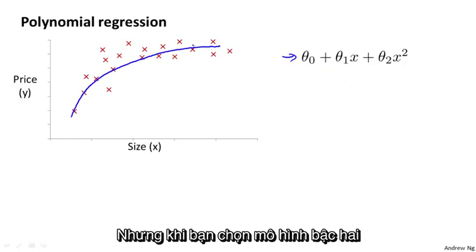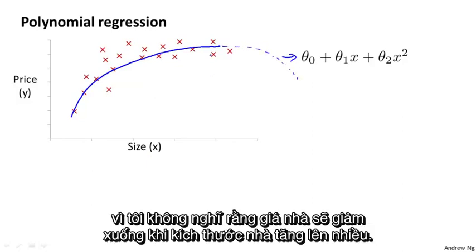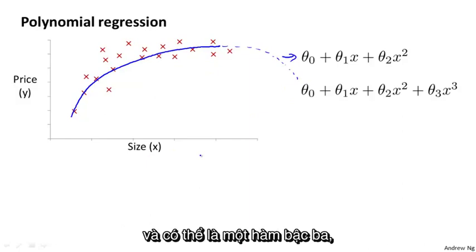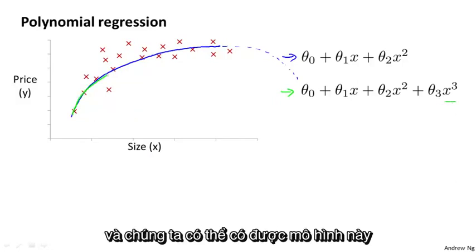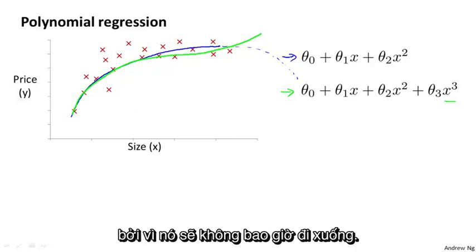But then you might decide that quadratic model doesn't make sense, because with a quadratic function, eventually this function comes back down, and well, we don't think housing prices should go down when the size goes up too high. So then maybe we might choose a different polynomial model and choose to use instead a cubic function, where we have now a third order term, and if we fit that, maybe we would get this sort of model. And maybe the green line is a somewhat better fit to the data because it doesn't eventually come back down.